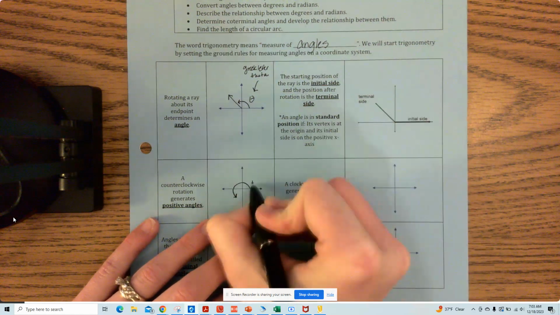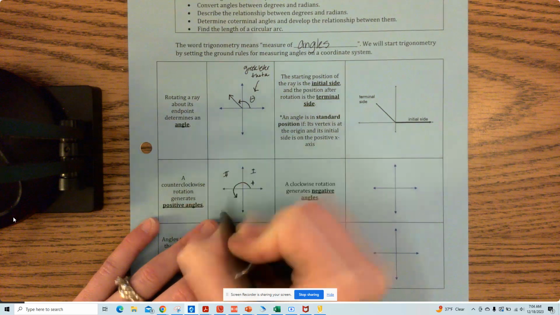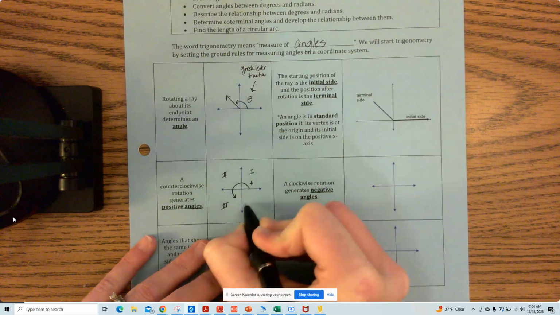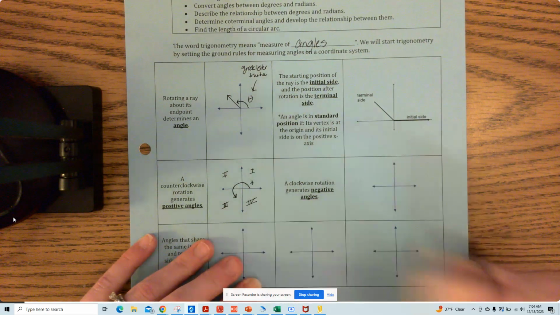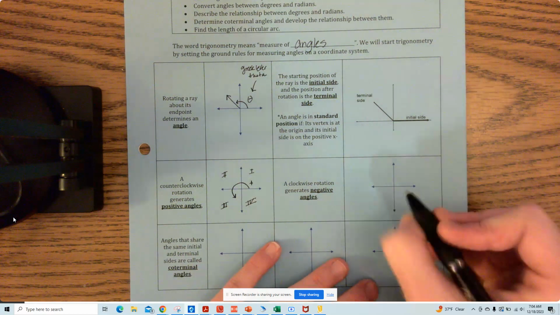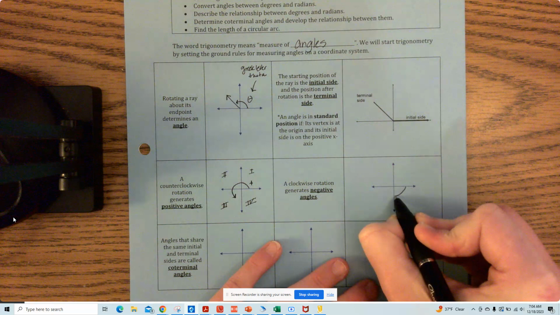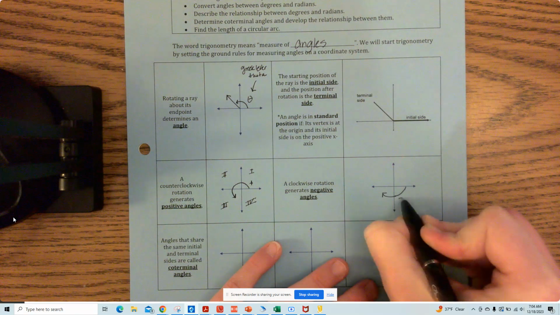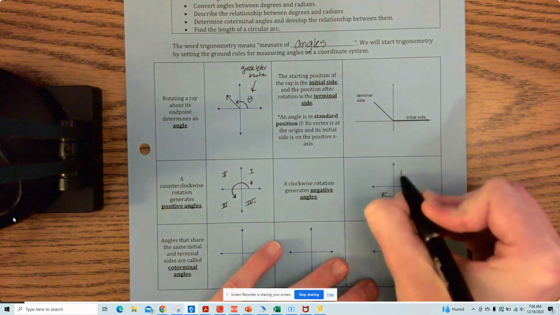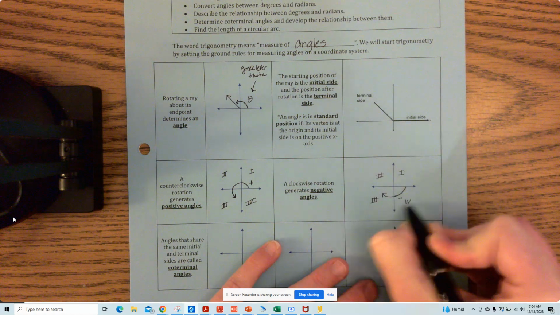A review of quadrants really quick, because you will need to know this. This is quadrant 1, 2, 3, and 4. A clockwise rotation generates negative angles. So if we rotate this way, our angle measures would be negative. And again, just remember your quadrants 1, 2, 3, and 4.